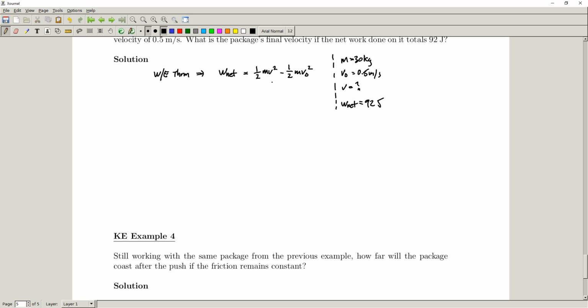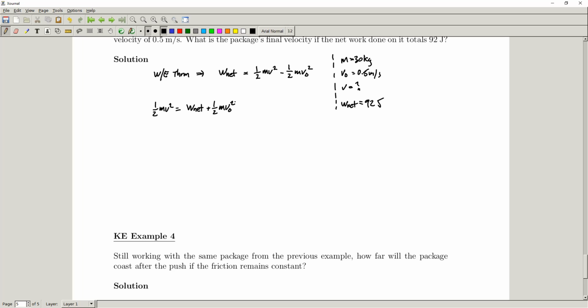We really want to end up isolating our velocity here. So let's start off by doing that. So let's shift that term so that it's by itself. We have a half mv squared. This is going to be equal to, how are we doing this here? We're going to shift that to the other side. So we're going to end up with W net plus 1/2 mv0 squared.